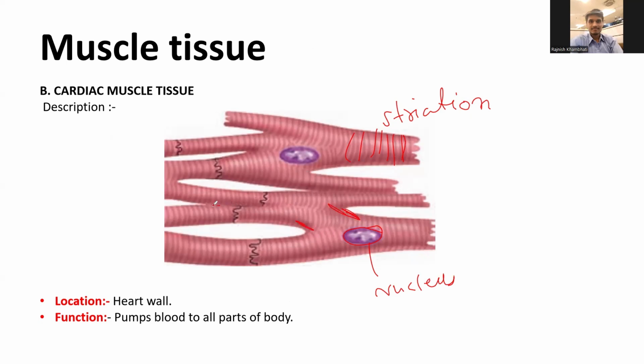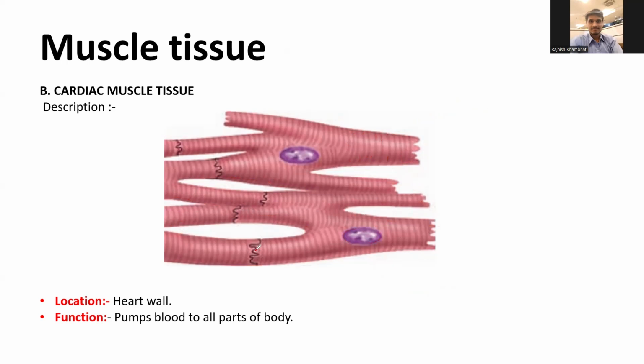They are connected to each other and forming branches. So this is the branch. They are not just straight, but they have branches.